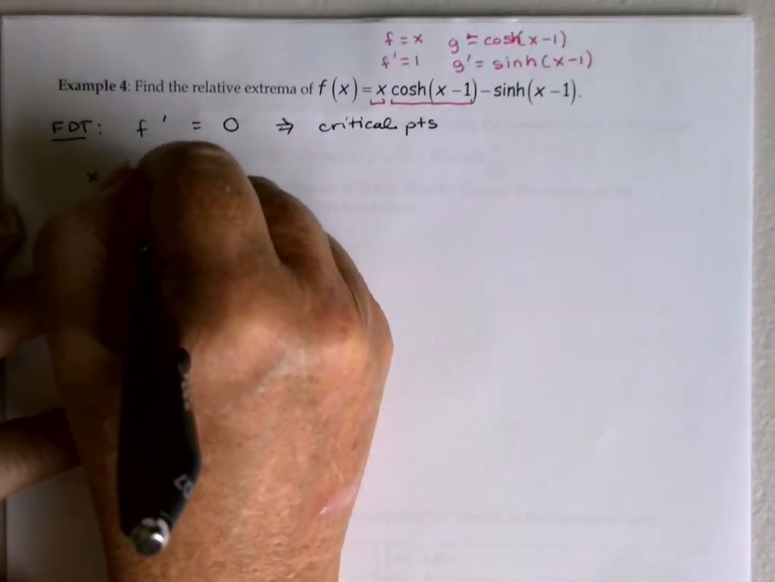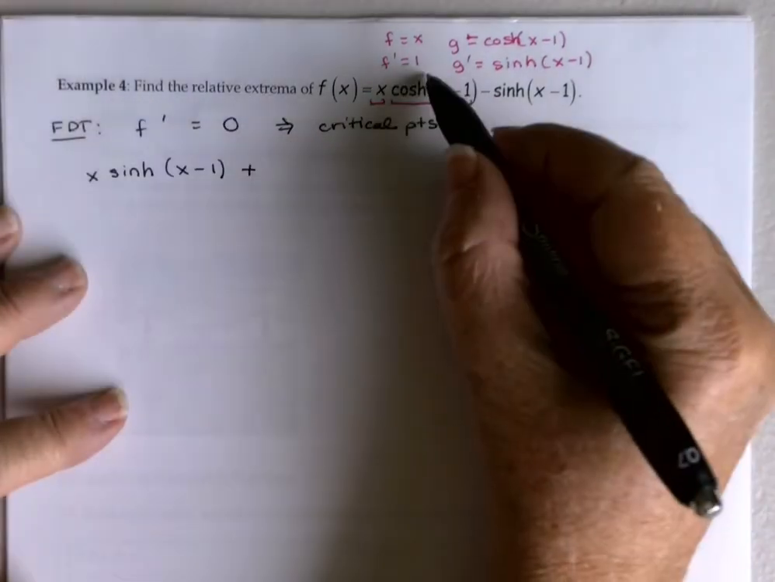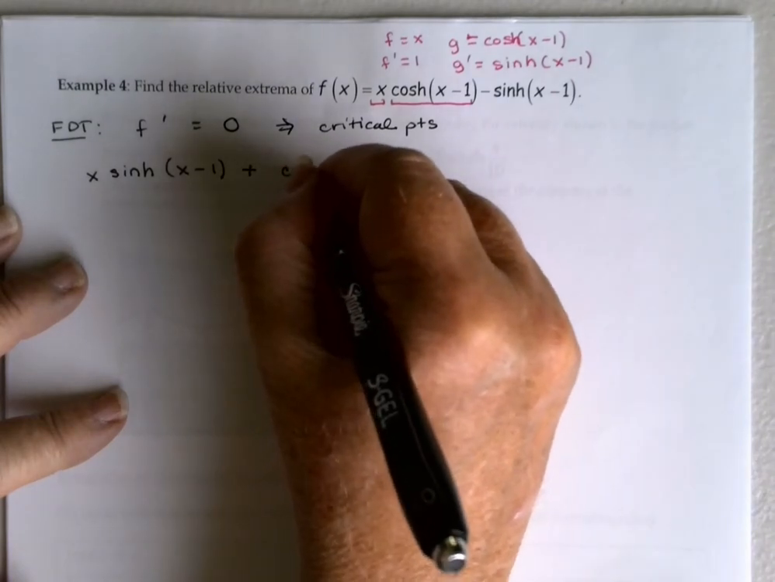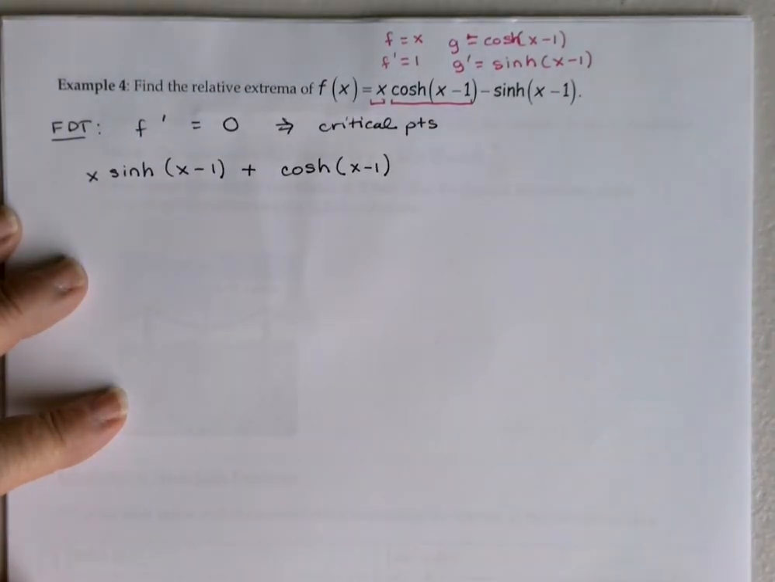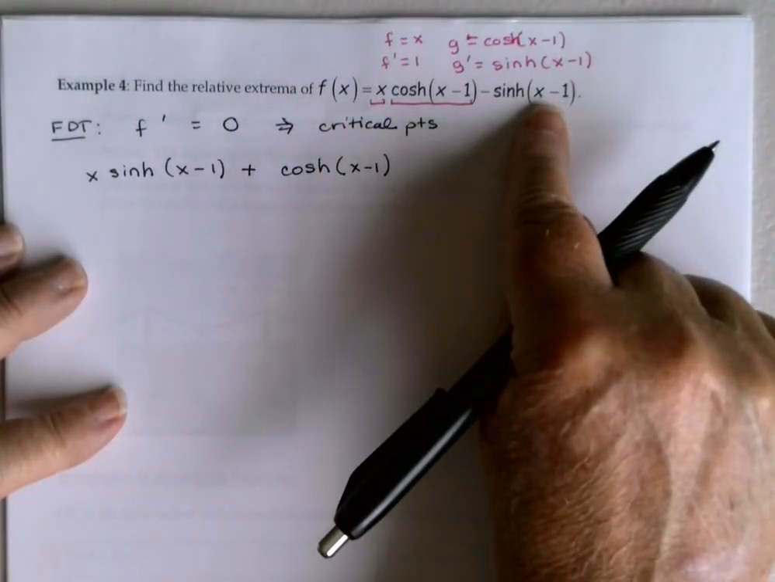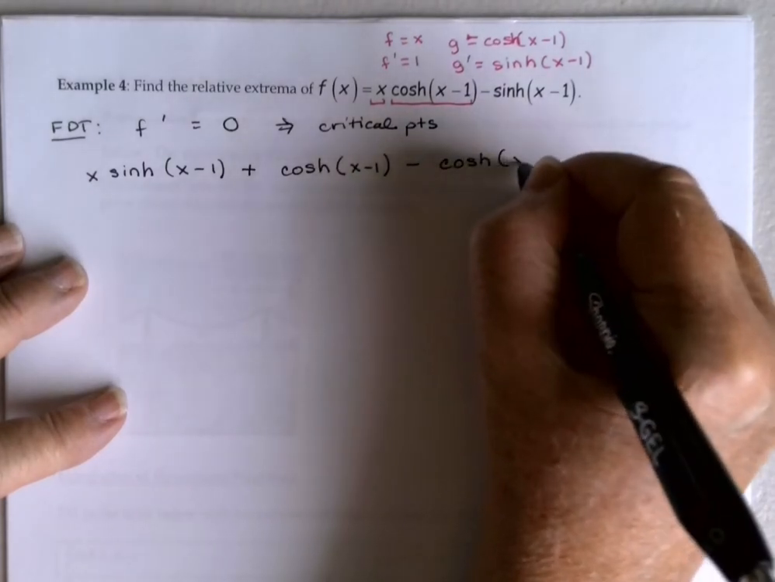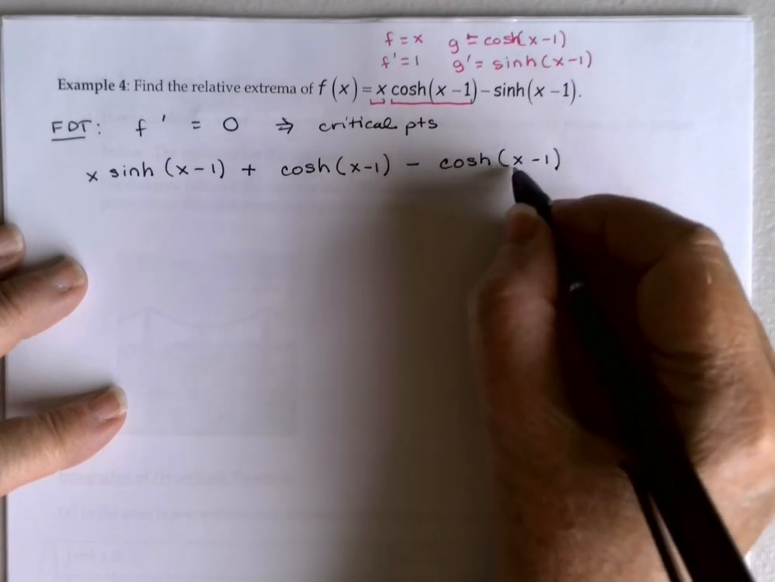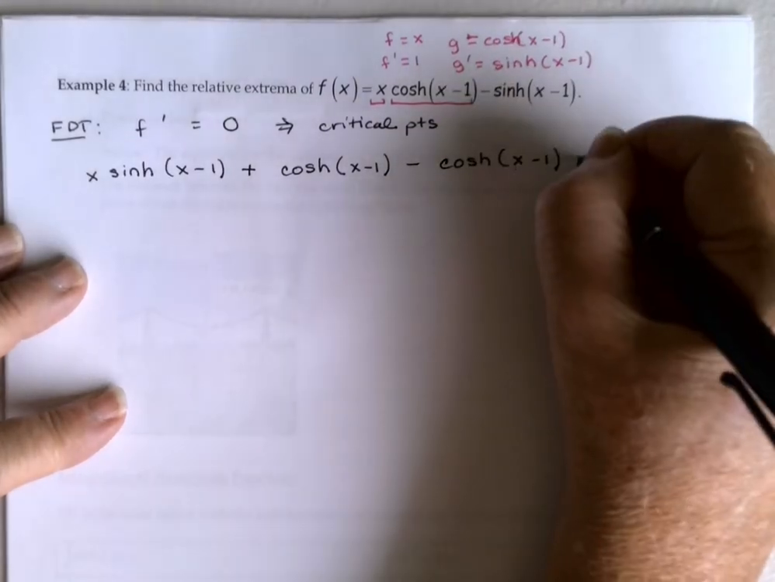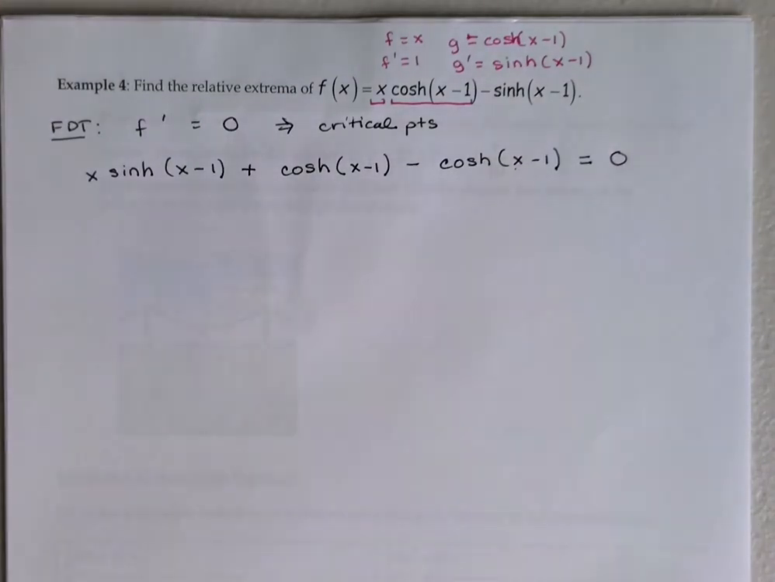And so, my f prime: f g prime, x hyperbolic sine(x minus 1), plus g f prime, hyperbolic cosine(x minus 1), and that's my product rule right there. All right, the derivative of the second term, minus, and that'll become hyperbolic cosine(x minus 1). Again, the chain rule would just be a times 1, so I won't write it. And that has to equal 0 if this is really going to be a critical point.